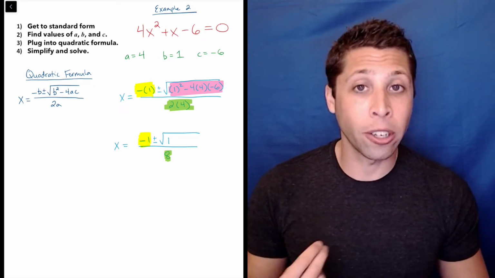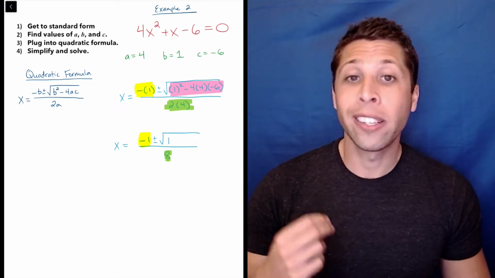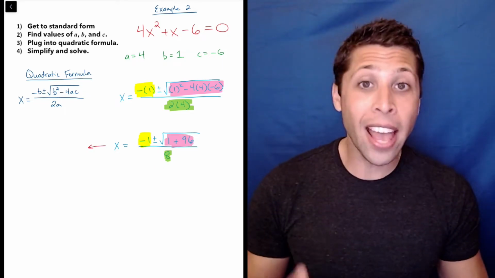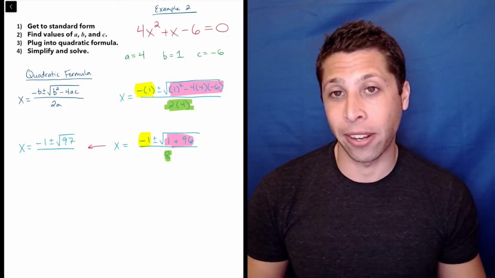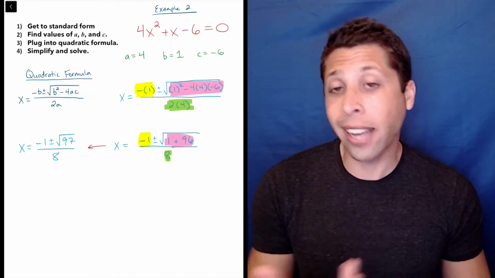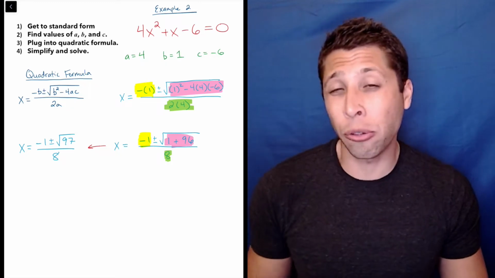First, 1 squared is 1, then negative 4 times negative 6 is positive 24. Then add the 2 terms to get 25. There's nothing we can simplify from here. We can't reduce any fractions, and 97 is a prime number, so we can't reduce the radical.